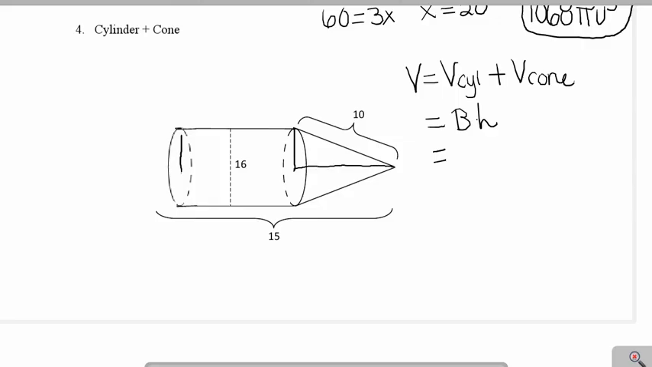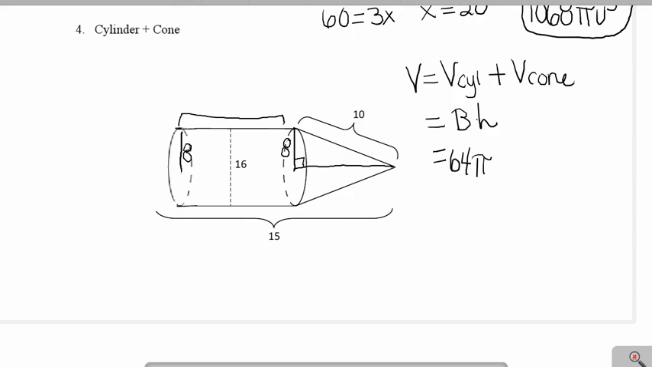So notice, if this is 16, that's equal to the diameter of my base, so I know the radius must be exactly half of 16. So that's how I get 8. So therefore the area of the base would be equal to 64 pi. Next, I need to find the height of the cylinder, since that was not given.